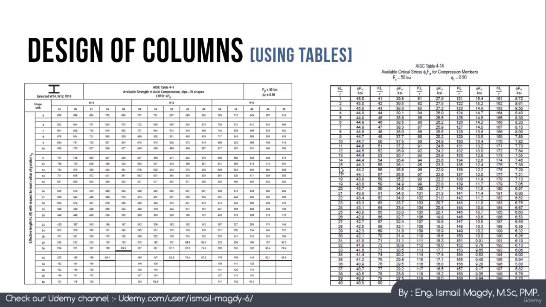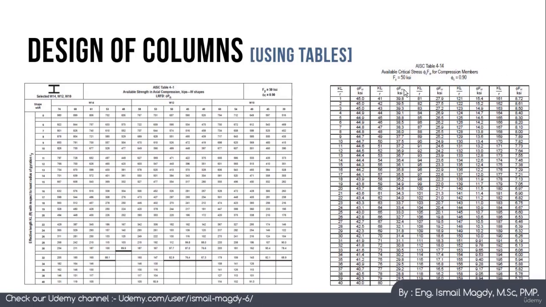Now I'm going to show you how to use the tables method, which you will see is way simpler, of course, and will save you a lot of time. We have two main tables. I'm going to show them now in the FE reference book, which are Table 4.1 and Table 4.14.